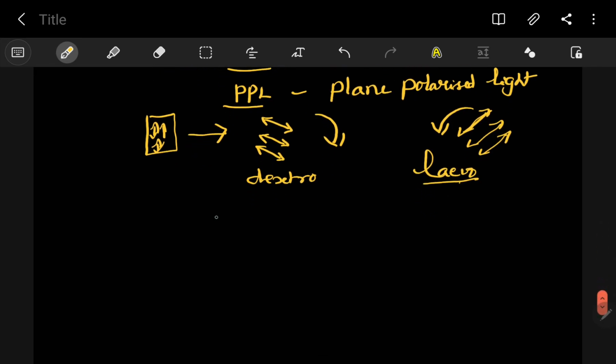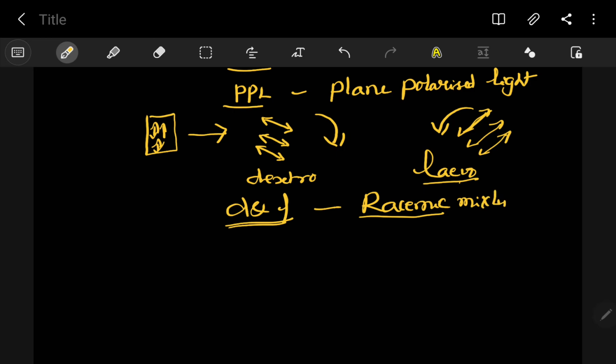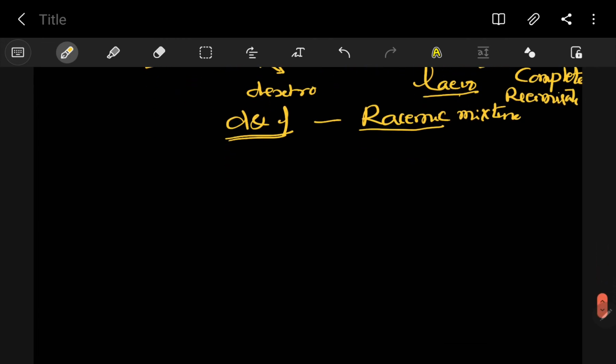So we are getting a mixture of D and L. It is called a racemic mixture, with equal amounts of D and equal amounts of L. So this is called complete racemization; complete racemization is taking place here. This is about SN1 reactions.